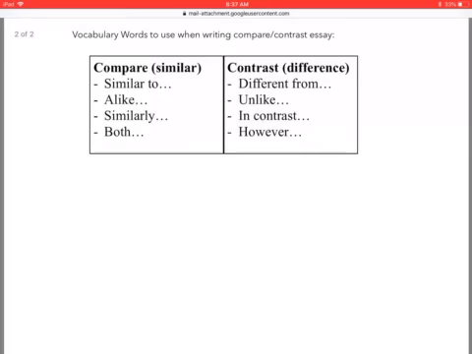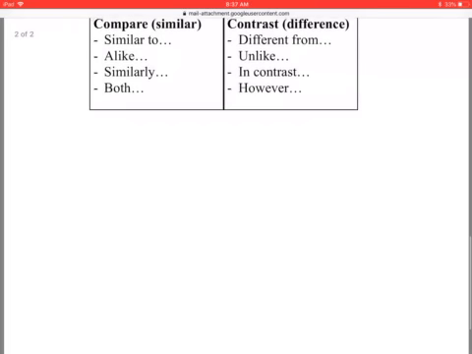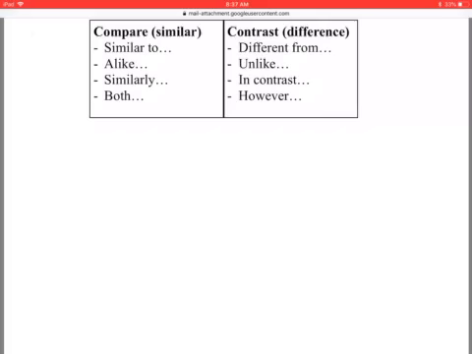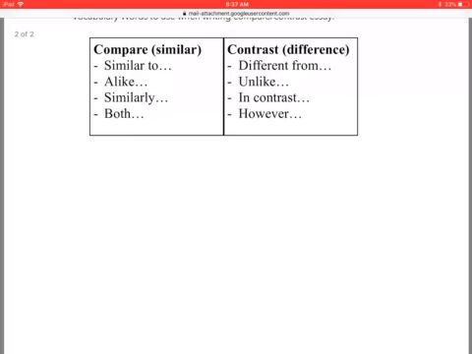All right. Some vocabulary words to use when comparing and contrasting. Some words you should be using to compare are similar to, alike, similarly, both. For example, similar to the novel, the movie, and then you continue your sentence. Or both the novel and the movie presented this, etc. Contrast: you can use different from, unlike, in contrast, however. These are all words that you should be using in your essay to show a comparison and a contrast.